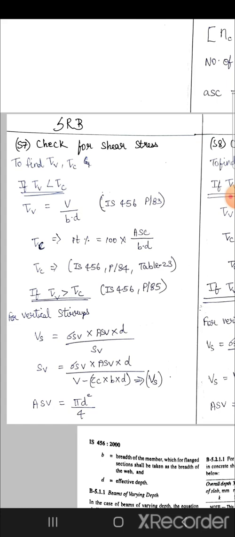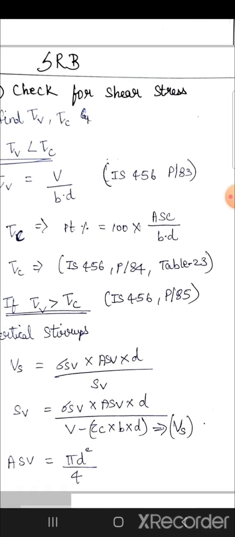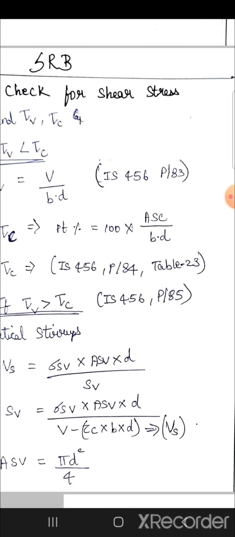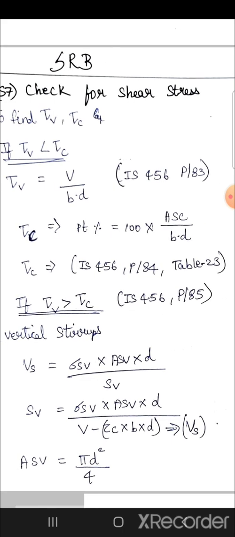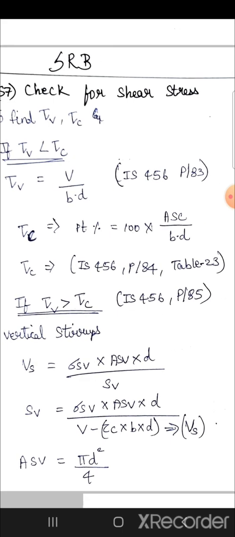Tau v formula is in IS 456 page number 83. Formula is shear force by breadth into depth provided. Tau c is calculated with the help of percentage. Percentage formula is 100 into ASC by breadth into depth. So tau c value is taken in IS 456 page number 84 table 23 referring to the percentage answer.